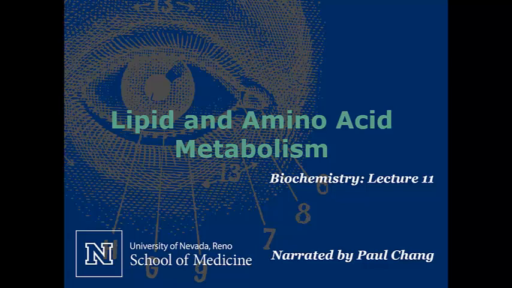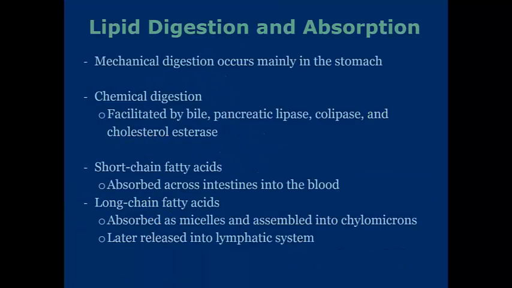There are two other energy sources that our metabolic systems will utilize: lipids and amino acids. We'll explore those two in the 11th lecture in our biochemistry module. We'll start first with lipid digestion and absorption.